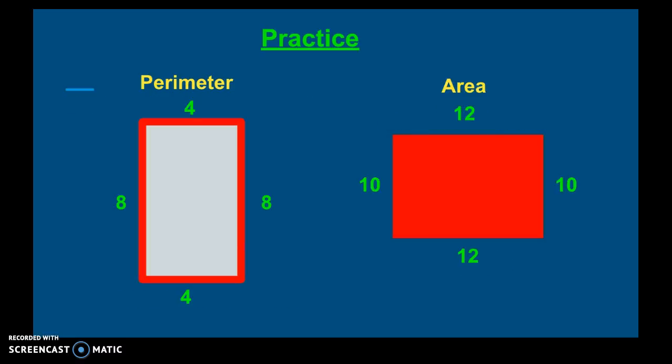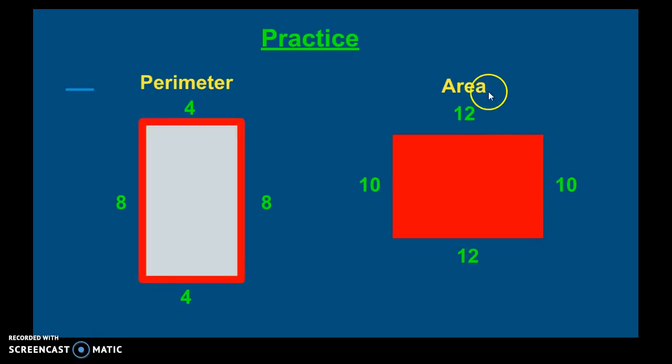Now we're going to take that example that we've been using for these last couple of slides and actually insert numbers, these measurements. So we have, say, inches or feet. Let's just say feet, 8 feet, 4 feet, 8 feet, 4 feet. Since these are parallel, they're going to be the same on opposite sides. So for perimeter, you would just add 8, 4, 8, and 4 to get your answer.